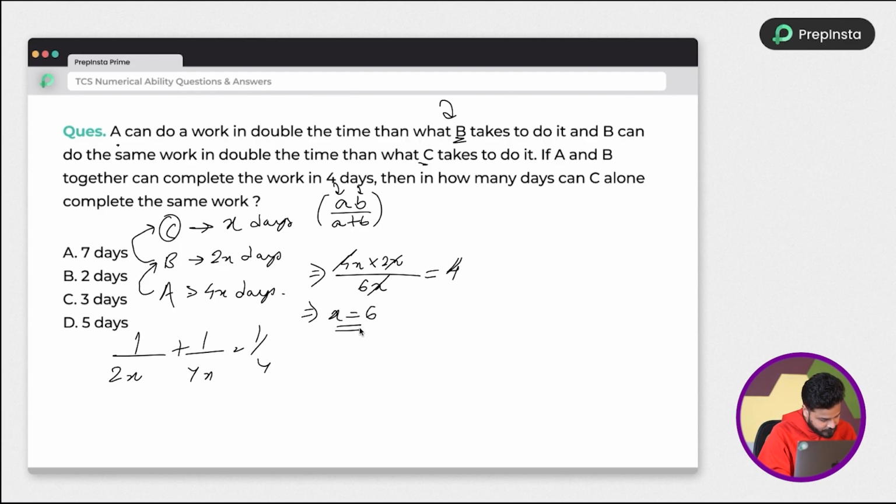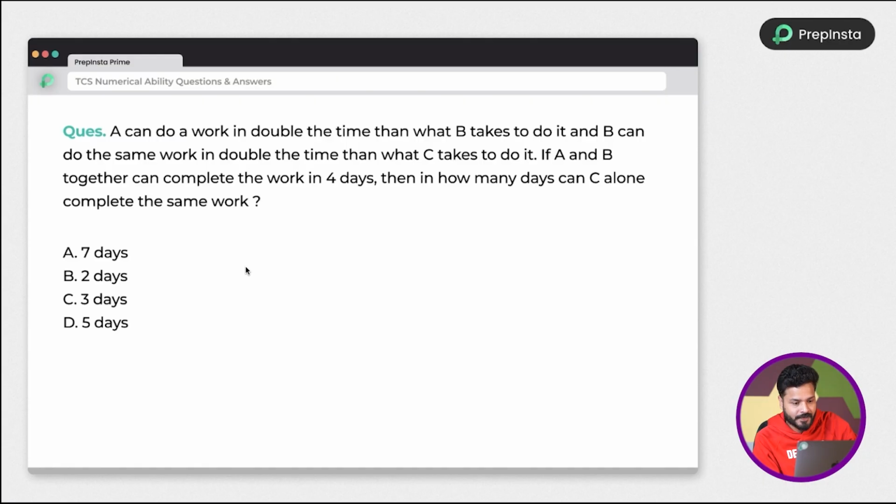Let me check it once, guys. Okay, my bad guys, I forgot this 2 here, so this is 3. X is 3 days. So in how many days can C alone complete the same work? That is what we needed to find, right? If we have X, C can complete the work in X days. A very simple question.